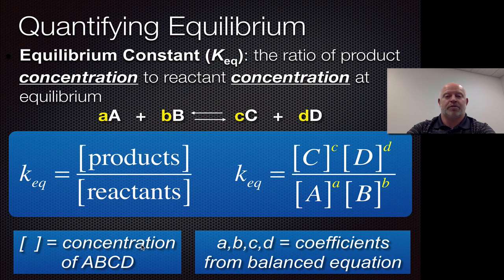It's not just some random number. Okay. So yeah, when you build these, you have to have the brackets. That is part of our requirements to do that. And then you want your products over your reactants.